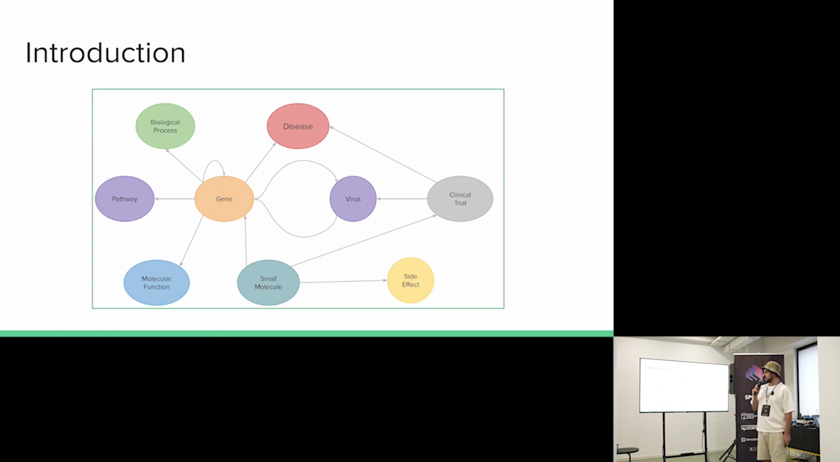So here is one example of a knowledge graph. As we can see, we have multiple entities in ellipses, and the arrows between them represent the correlation and the relationship between these entities. So we have a virus which affects a gene, and then the gene affects the virus, and then also the gene affects a disease, and so on.